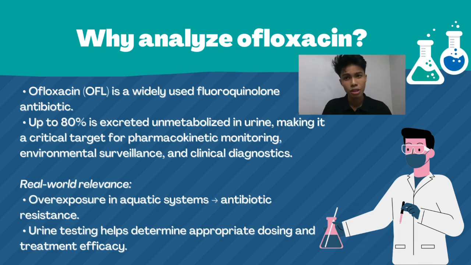Now, why do we analyze ofloxacin? Ofloxacin is a commonly used fluoroquinolone antibiotic that treats infections like UTIs and also respiratory illness. What's important is that around 70 to 80% of ofloxacin is excreted from the body through the urine without being metabolized. That makes urine a useful sample for monitoring the drug in patients.